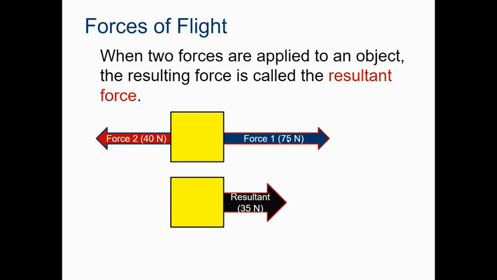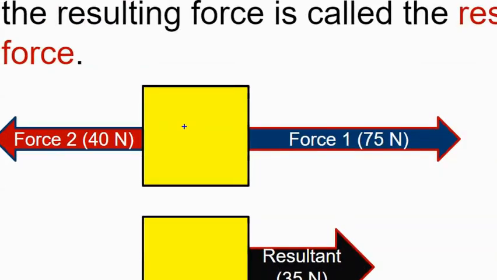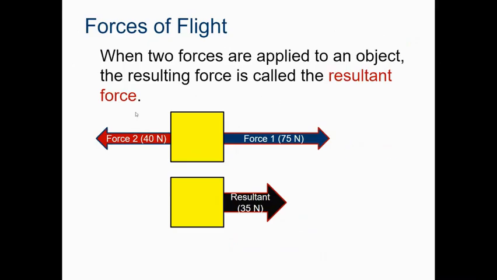Let's talk about that tug of war a little bit more. This is a little bit of physics that we're going to go into. In physics, when two forces are applied to an object, you can imagine this object as the plane, right? So this is the object we're talking about. When you have two forces applied to an object, what you can do is subtract one from the other, like a tug of war.